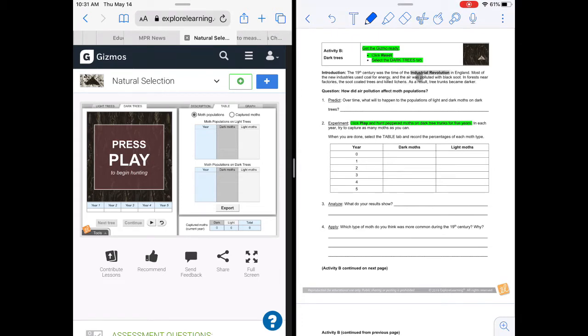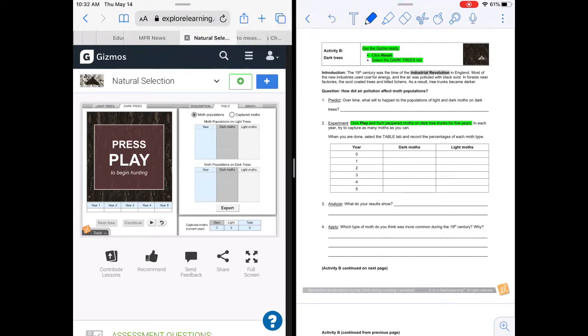Then in our introduction here, it tells us that the 19th century was the Industrial Revolution in England. And with most of the new industries using coal for energy, the air was polluted with black soot. In forests near the factories, the soot coated the trees and killed the lichens. Remember in the first page, it told us that lichens were when algae and fungus live together, and they help to make the trees have a lighter colored speckled pattern on their bark. As a result of this, the trees became darker. So the question we're going to be looking at is, how did air pollution affect moth populations?